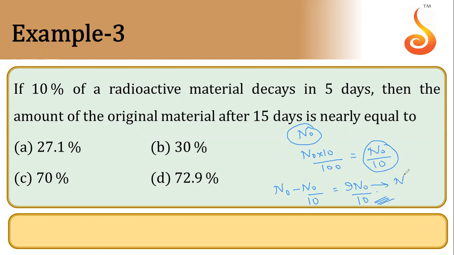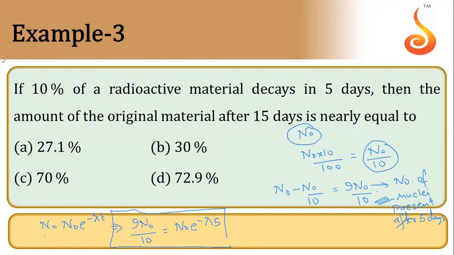So this is the number of nuclei present after 5 days. Now we have to use the formula n is equal to n naught into e raised to power minus lambda t. Using this formula, the number of nuclei present, 9 n naught by 10, is equal to n naught into e raised to power minus lambda, and time given was 5 days. So that is our first equation.